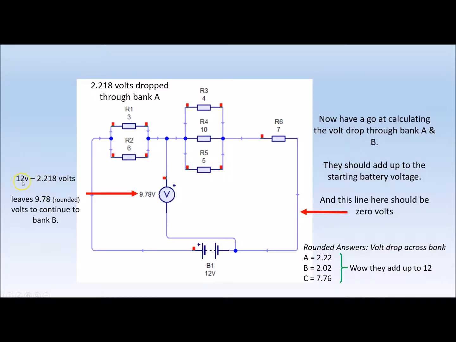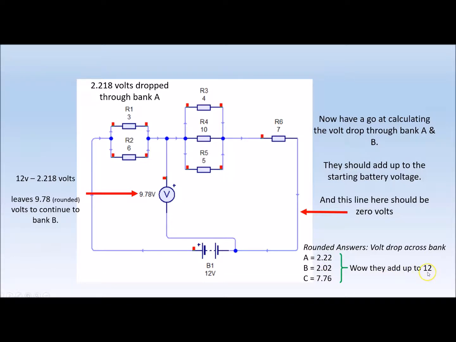So we've got 12 volts as our supply voltage, minus what we've calculated, and that gives us 9.78 volts rounded. Working to 2 decimal places here, we can see that we've got an accurate voltage reading. Now what we need to do is apply the same process to bank B and to bank C. The reason why we want to do that is because all of the volt drops that you calculate should add up to your supply voltage.